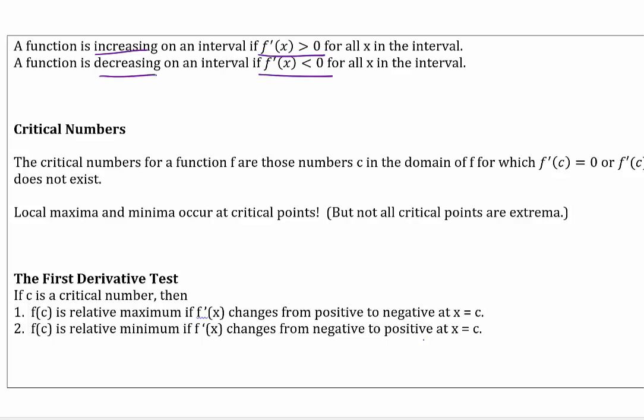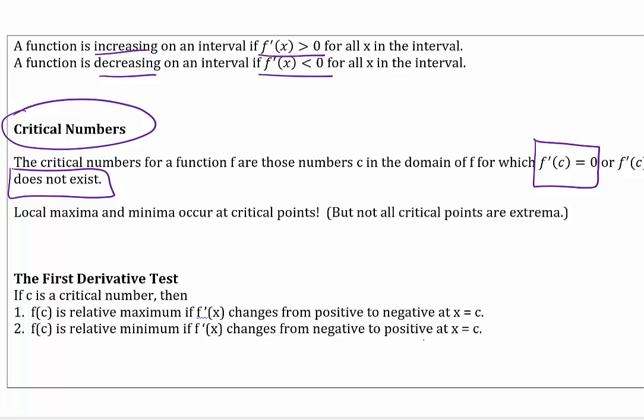Now, one piece of vocabulary, that word critical numbers, is going to refer to places where the derivative equals 0 or where the derivative doesn't exist. The idea is a critical number is a place where a function could change from increasing to decreasing. And in order for a function to change from increasing to decreasing, it has to either have a horizontal tangent line, or it could have a sharp point, a place where the derivative doesn't exist. So critical numbers are places where functions can change from increasing to decreasing.